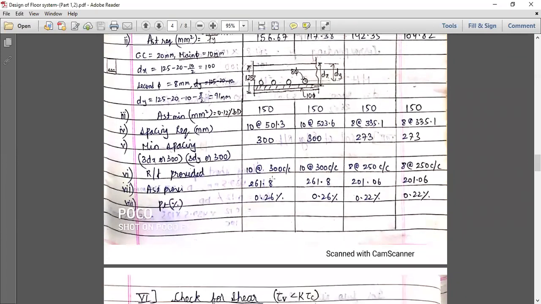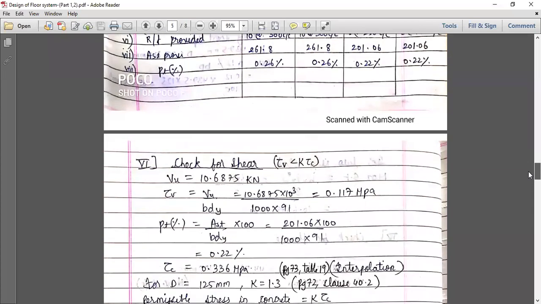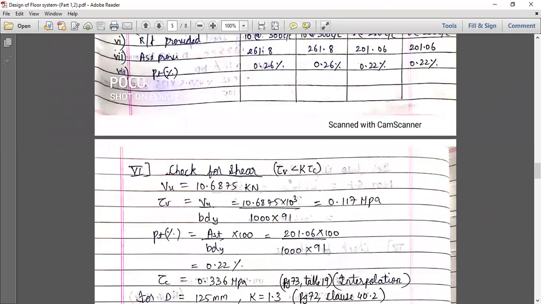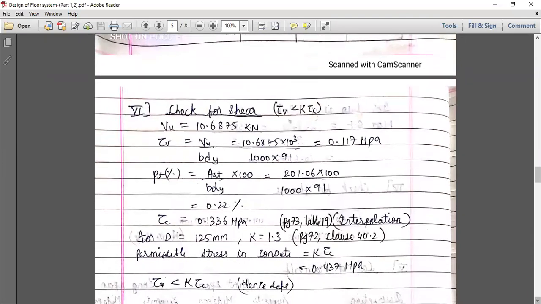The reinforcement which we have provided is, in the short span, 10 torr at 300, and in the long span, 8 torr at 250. After that we have calculated AST provided and the percentage of reinforcement. Until this table we have already seen. Now let us move on to the next step, that is check for shear.